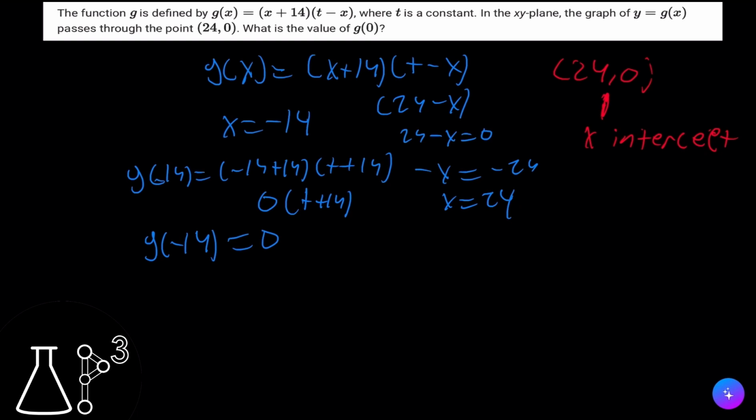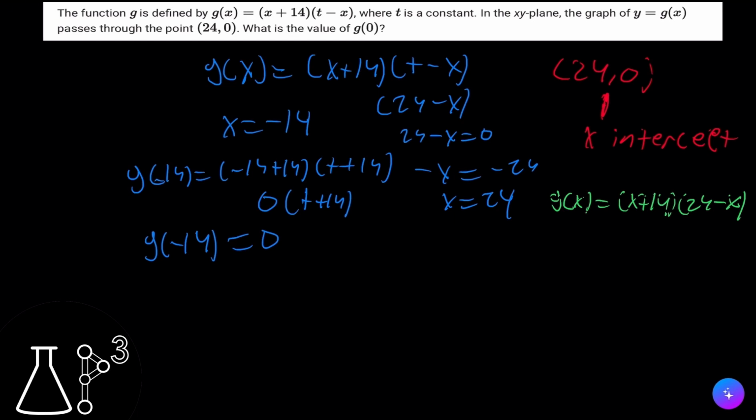So I can rewrite g of x, I'm writing green over here, as g of x equals x plus 14, and then 24 minus x. And if I do g of 24, I'm going to get 0 for my y value. Therefore, t equals 24, and it makes the statement passing through point 24 correct. So what I have to do now is make x equals 0 to look for my y value, because g of x, or any number, equals the y value.